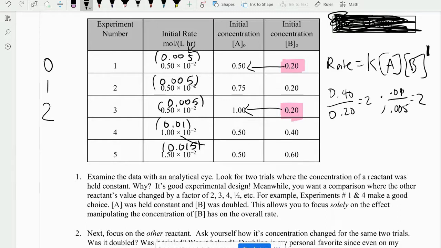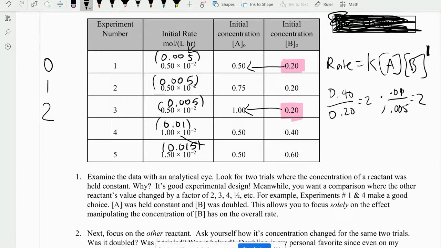I like looking for doubling. It's my personal favorite. It doesn't mean it's always going to happen. It depends on the reaction. But doubling is my personal favorite because even on my worst day, I can multiply by 2 and divide by 2 and square 2 and even cube 2, all without a calculator. So what I'm trying to say here is I'm looking at data that is easy for my brain to interpret.